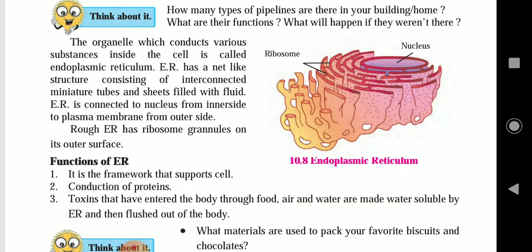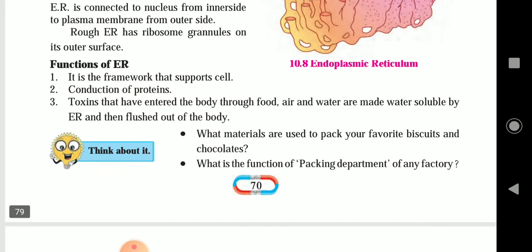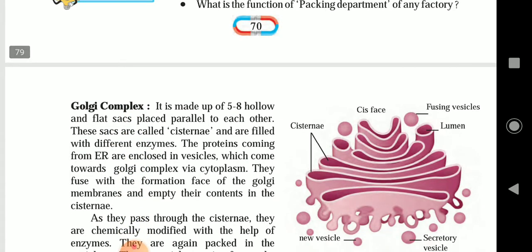They are a network of interconnected miniature tubules and sheets, which are filled with fluids, and it is connected to the nucleus. So whatever is required for the nucleus is brought through by the endoplasmic reticulum. These are of two types, one is rough and another one is smooth. So study the function of this endoplasmic reticulum.